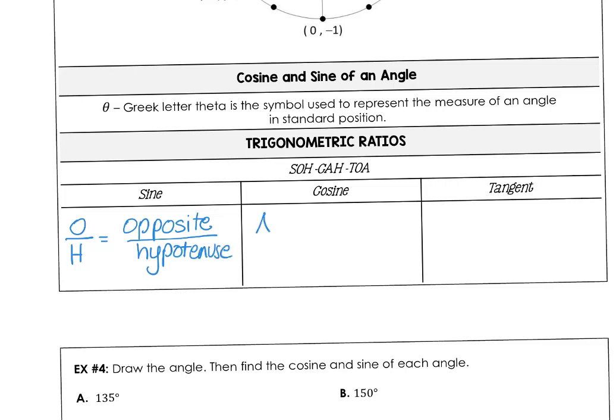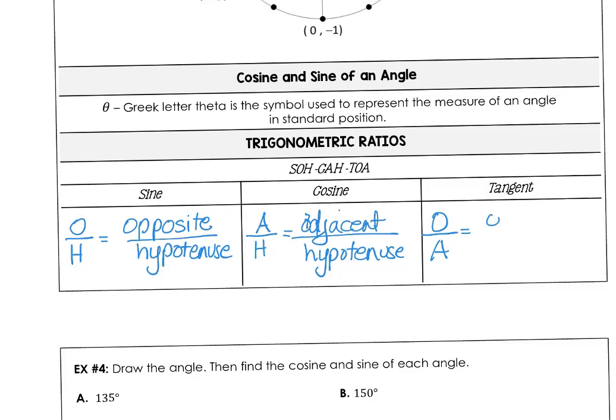Cosine is going to be the length of the adjacent side divided by the hypotenuse. So adjacent divided by hypotenuse will give us the ratio for the cosine. And then lastly, tangent of a function is the opposite side length divided by the adjacent side length. So opposite over adjacent will give us the tangent ratio in a right triangle for our angle of interest, theta.